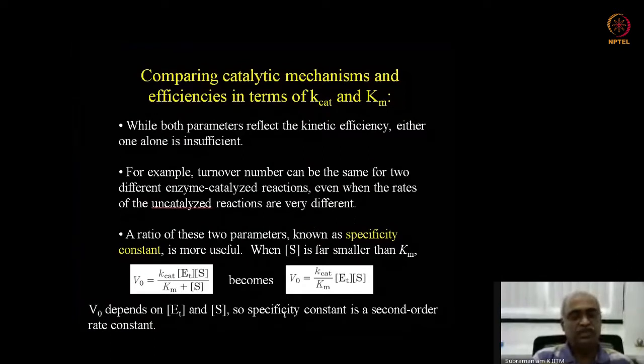perfection. So here, as given by this equation, V0 depends on the concentrations of these two. It is actually a second order rate. This Kcat by Km is a second order rate constant.